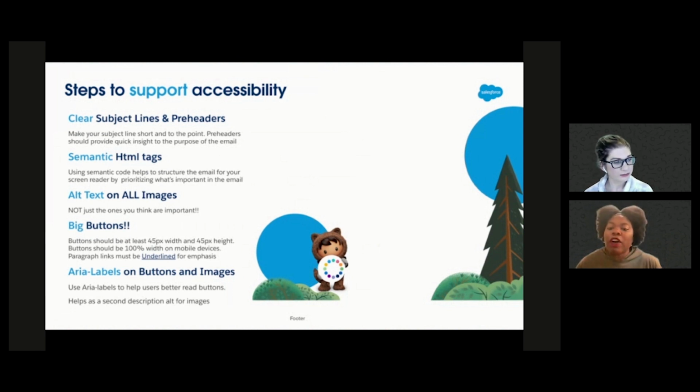And ARIA labels on buttons and images. On images, they act as a wonderful second description. Use ARIA labels to help users read buttons better. For instance, if you have a circular button, a check button, uncheck button, if you put that ARIA label in, say, check button, uncheck button, or multiple choice button, then that lets people know, okay, this is actually a multiple choice button. Like, use your ARIA labels. And they're really, really good for more description on images.